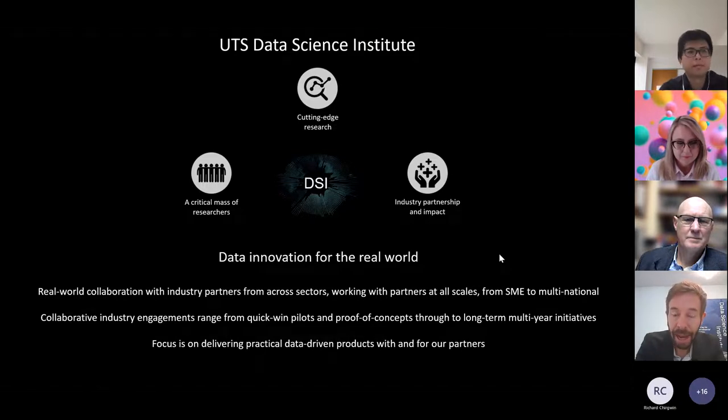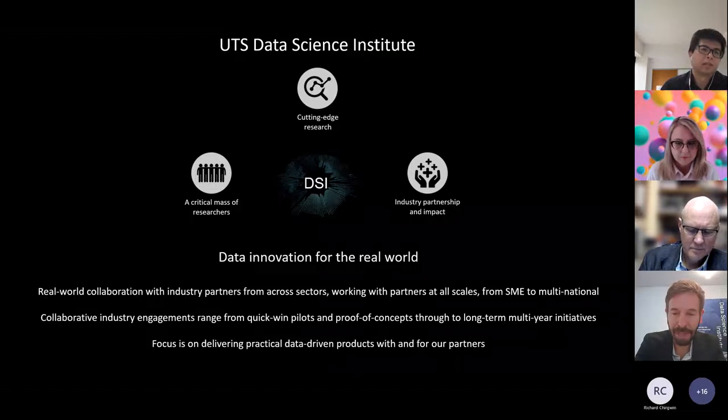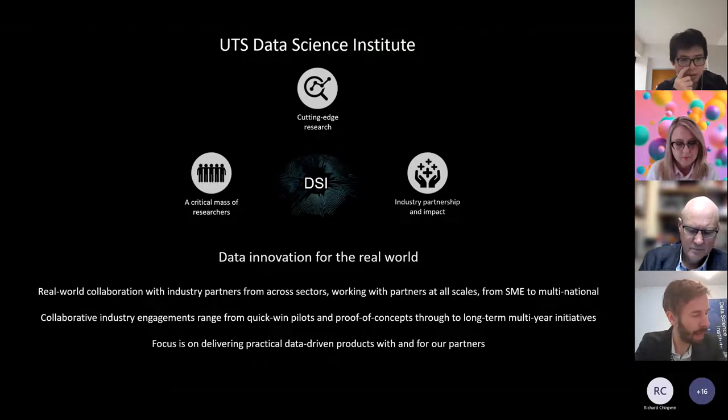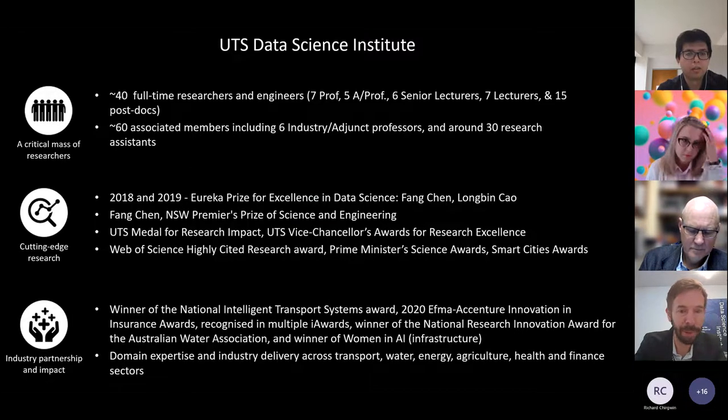So for those of you that aren't familiar with the Data Science Institute, our focus is quite different to typical academic bodies and institutes in that we're primarily focused on real-world collaboration with industry partners and working with those partners to deliver real impact. So that means a lot of our engagements are much shorter timeframes. They're co-designed from the ground up with industry. We tend not to be so much in the ivory tower esoteric research space, more in the highly applied space. And that's really how we measure value for the work we do: is there real world impact. We do that really across the full life cycle of the data innovation journey. And we'll talk about that more in a moment.